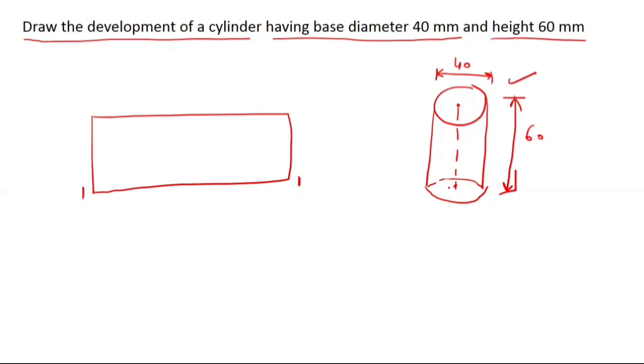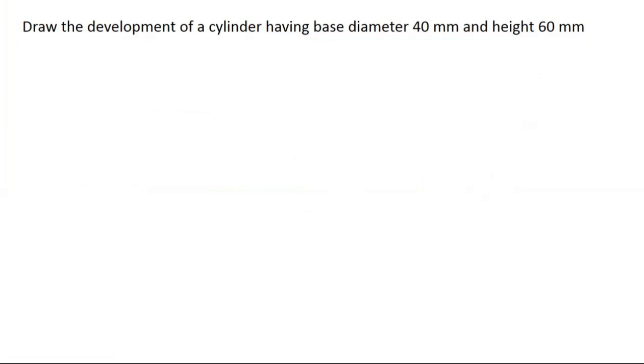In which view is the true shape of the base visible? This one is the base, na? And in which view is the true shape of the base visible? In the top view. So we will start with the top view first, and in the front view a rectangle would be there. So how to approach this question? This question will be approached like this.